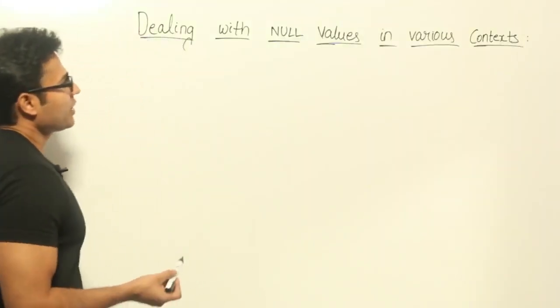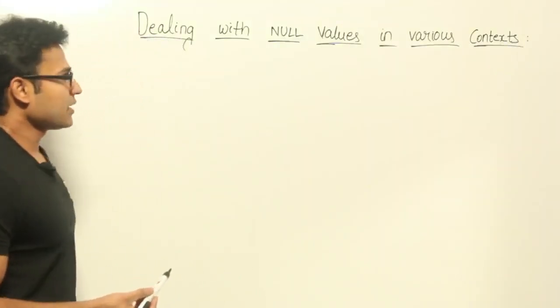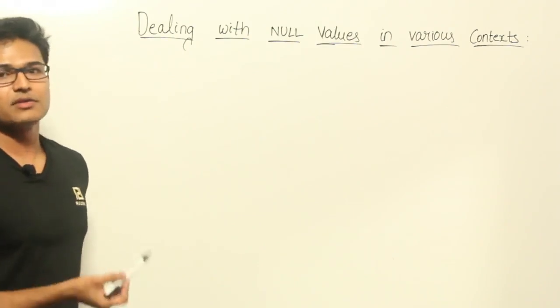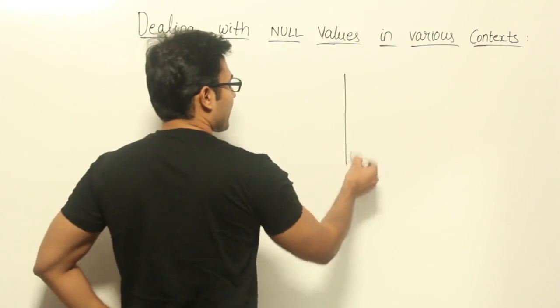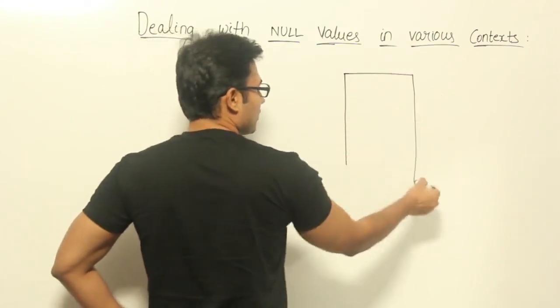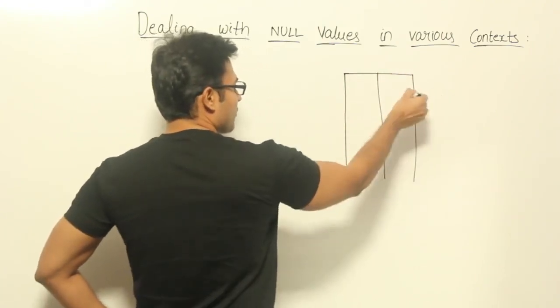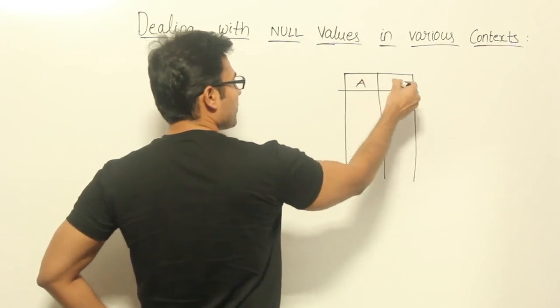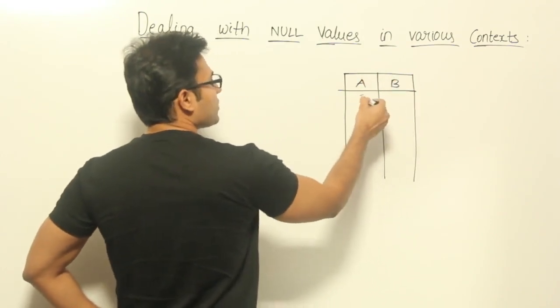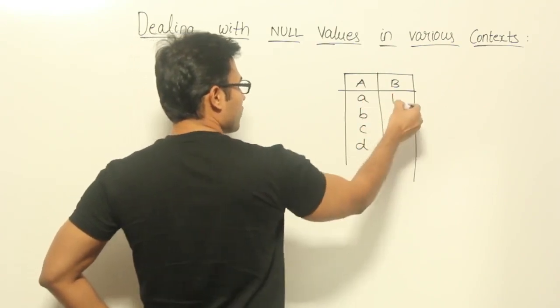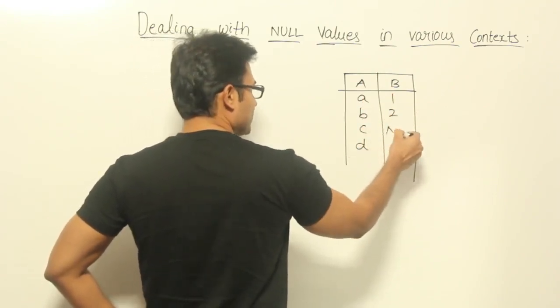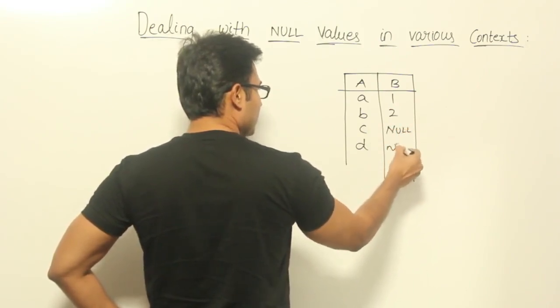Now let's see what happens whenever you come across null values in the where clause. Let us assume that there is a table with two attributes, A and B. The A values are A, B, C, D, and the B values are 1, 2, null, and null.